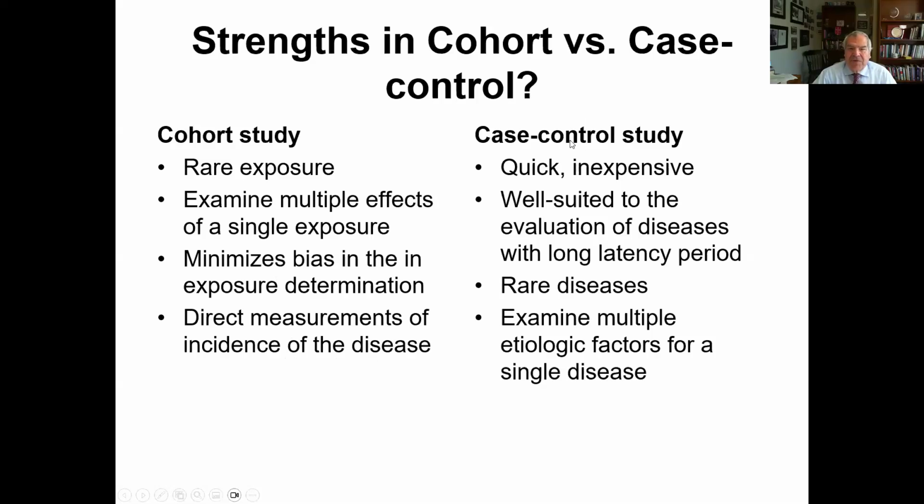So important. For a case control study, it's quicker and inexpensive. We are able to do an awful lot and calculate the odds ratio. It's well suited for the evaluation of diseases, as we've discussed, with a long latency period. It's excellent for a rare disease.